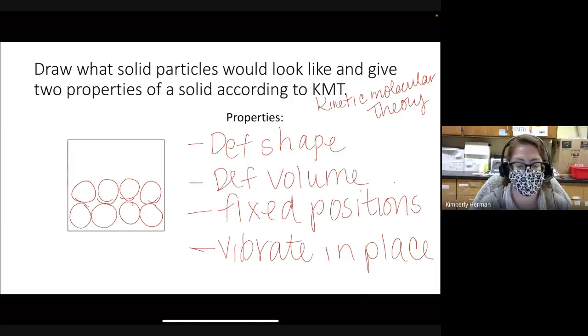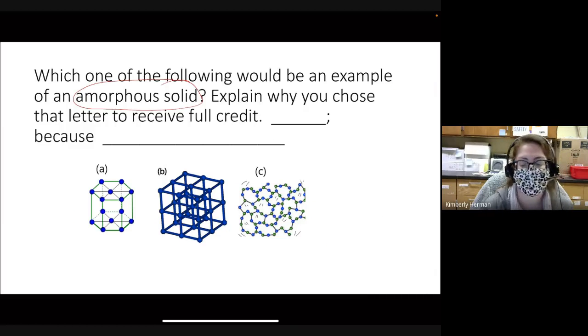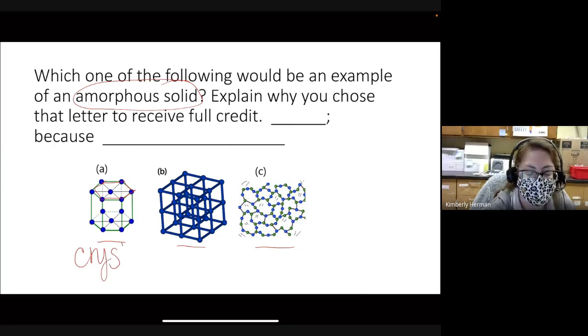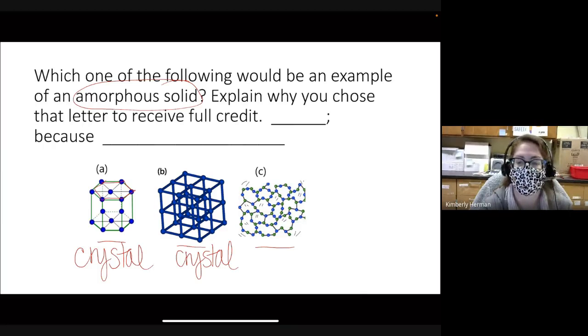Now, which one of the following would be an example of an amorphous solid? Explain why you chose that letter to receive full credit. So we have A, B, and C. And if we take a look at A and B, what we see is a uniform shape. So we could see that A is a crystal. We can also see that B is organized, repeating. It's a crystal too. But what's happening with C? So we have like a kidney bean shape, we have a weird side shape, it's all over the place.